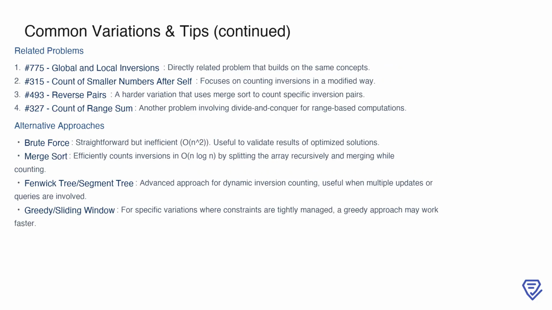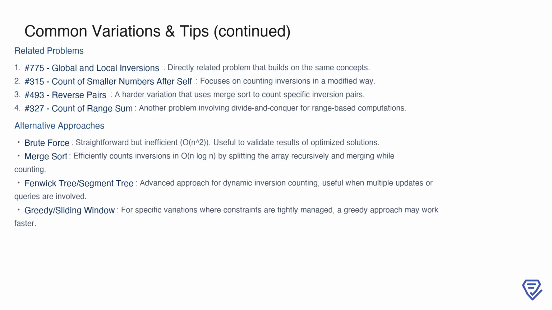There are also several related problems and approaches to keep in mind. The global and local inversions problem itself, number 775, is directly tied to the concepts we've discussed, but others like number 315, count of smaller numbers after self, or number 493, reverse pairs, explore inversion counting in different ways. For example, number 315 focuses on counting how many smaller numbers come after a given number in the array, while number 493 extends this to more complex pairs. Another related problem is number 327, count of range sum, which involves range-based computations but also relies on divide and conquer techniques.